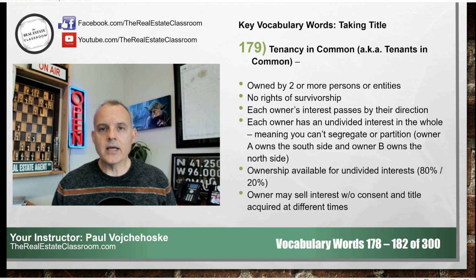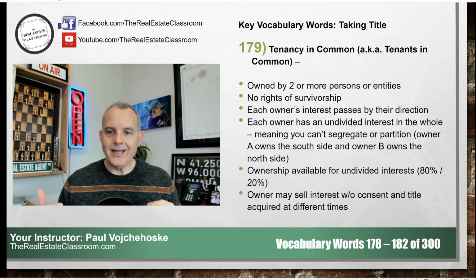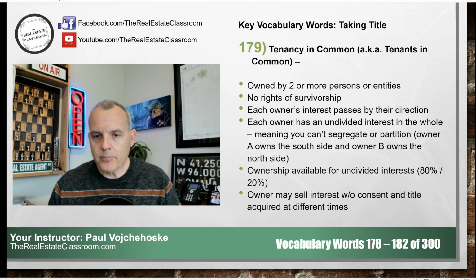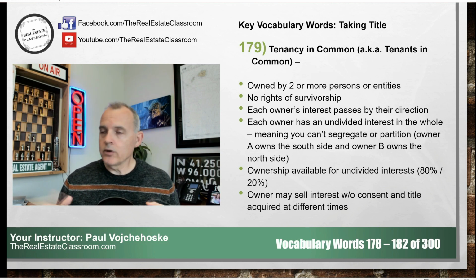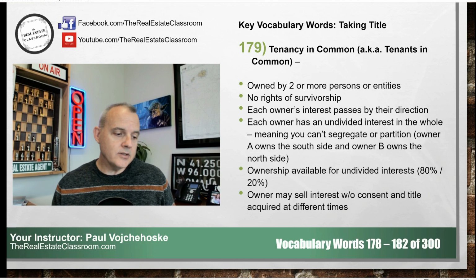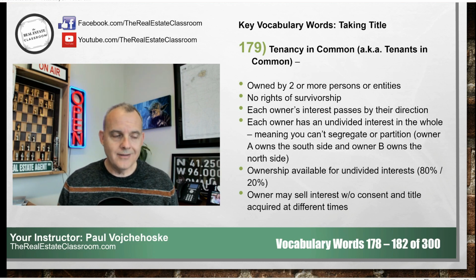So we organized it in a way that I own 80% and he owns 20%. That is an undivided ownership interest. The next bullet point: each owner, my business partner and I, may sell our interest without consent of the other, and that means title can be acquired at different times. That's important to know as we get into the next part of this video.